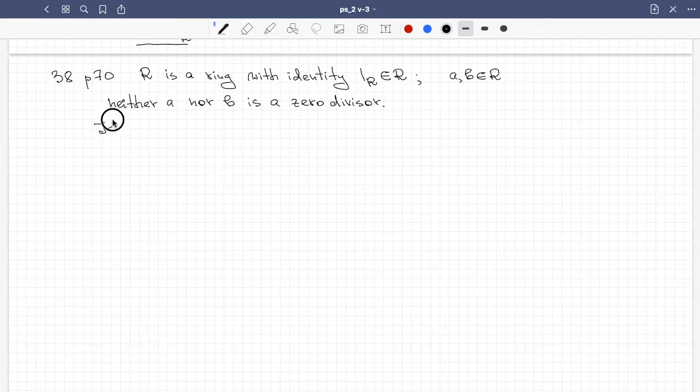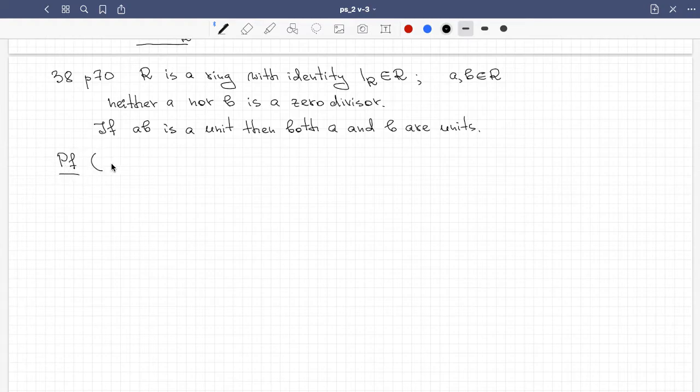If AB is a unit, then both A and B are units. Here is how I start the proof. I will prove only one, another one is similar. So I will prove A is a unit.